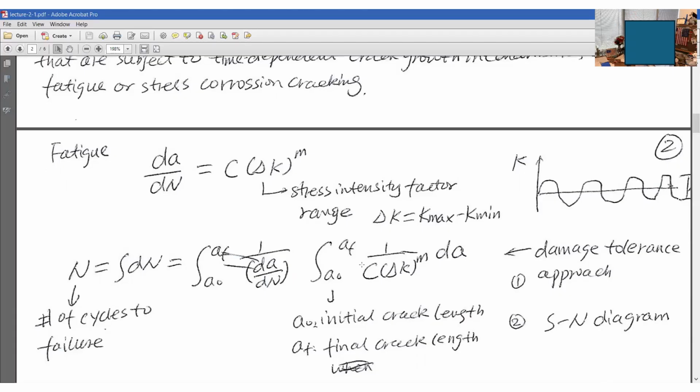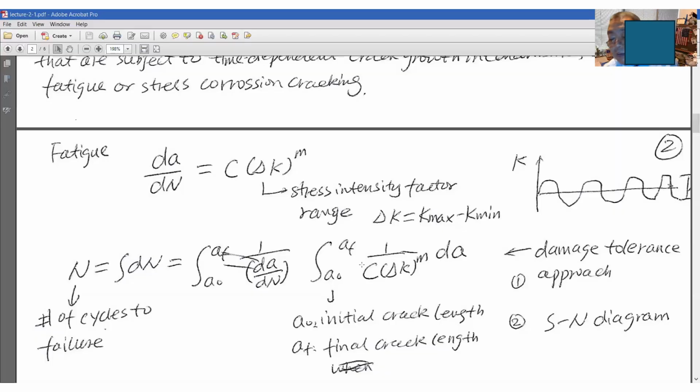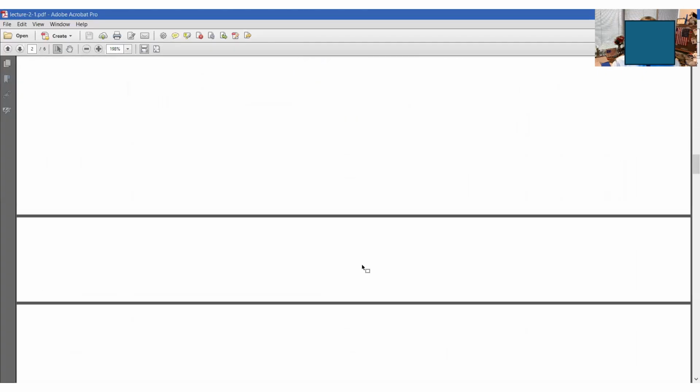And the second approach I have taught also is called an SN diagram. In the SN diagram, S stands for stress, and N stands for number of cycles. If you have taken either CAE with me or machine design with me, you should be very familiar with this SN diagram. Any questions so far? Okay, if there's no question, we move on to the next one.